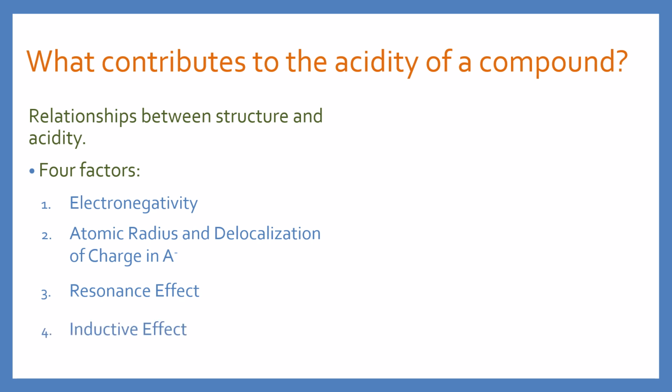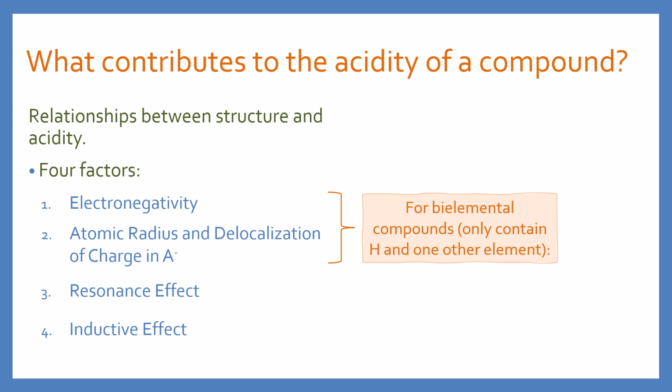Now, this list is not in an order that indicates any sort of priority. Rather, it's in an order that groups like things together. So the first 2 can only be used when you're discussing a series of bi-elemental compounds. This means compounds that only contain hydrogen and one other element. Think water, ammonia, hydrochloric acid.